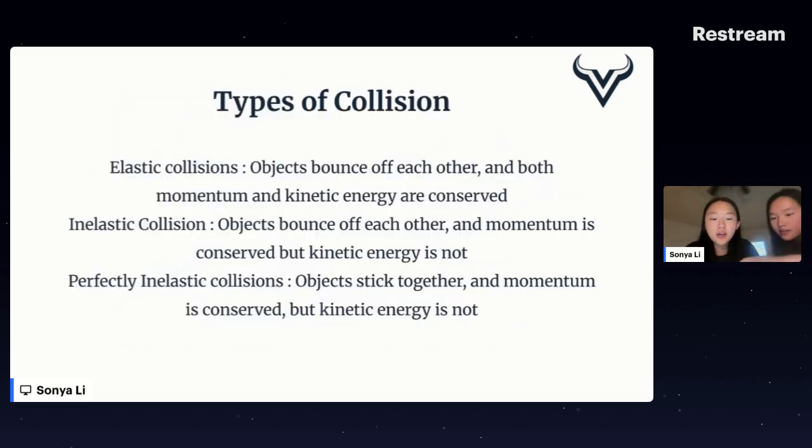There are two kinds of collisions in physics. Elastic collisions occur when objects bounce off each other and both momentum and kinetic energy are conserved. There are also inelastic collisions, where objects bounce off each other and momentum is conserved, but kinetic energy is not. In perfectly inelastic collisions, objects stick together, momentum is conserved, and kinetic energy is not. Here is what the different types of collisions visually look like.